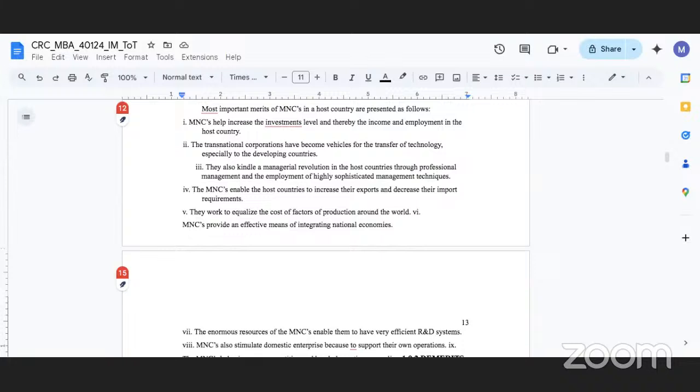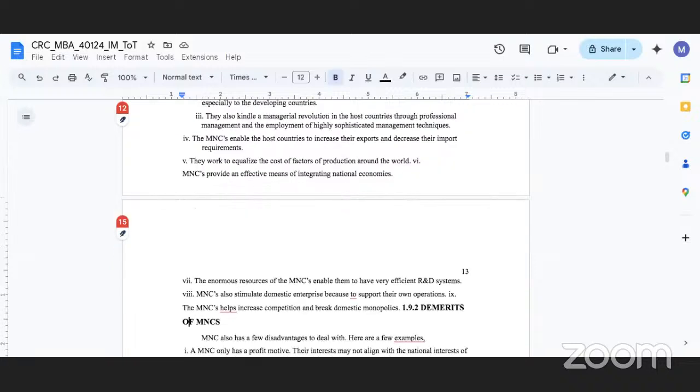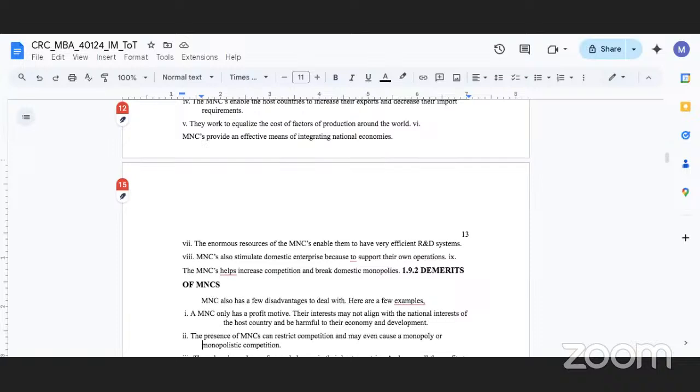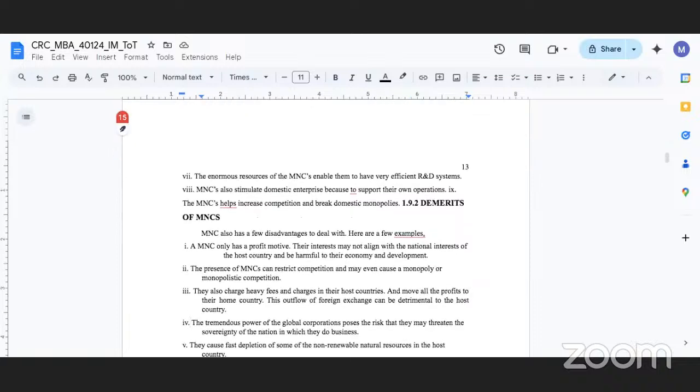The fourth one, the MNCs enable the host countries to increase their exports and decrease their import requirements. They work to equalize the cost of factors of production around the world. The next one is the enormous resources of the MNCs enable them to have very efficient R&D systems. So not only they invest in R&D, but they also are able to have more efficient R&D systems because of the time factor and the initial investment factor.